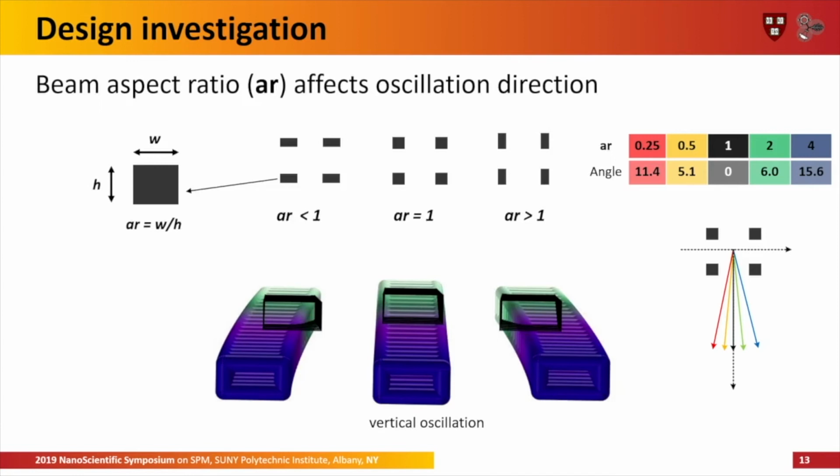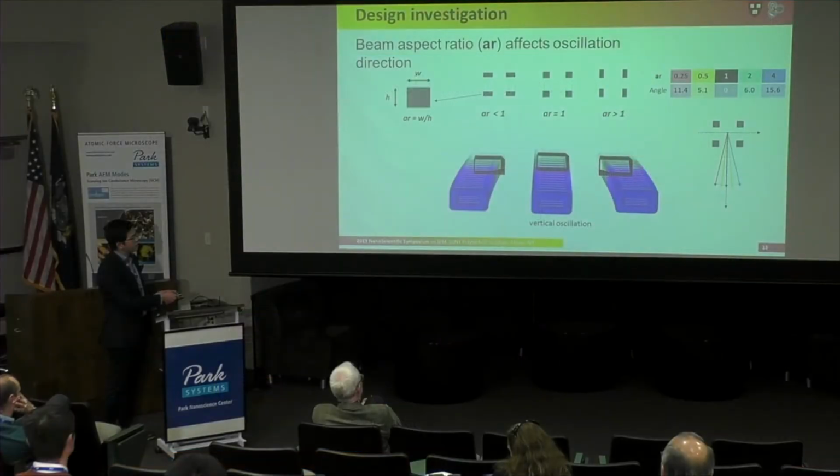The first one we looked at is the beam aspect ratio. It's actually the aspect ratio of each one of the beams here. This aspect ratio affects the oscillation directions. For AFM scanning, we technically want to have the vertical oscillation.